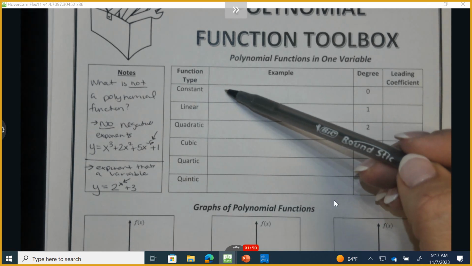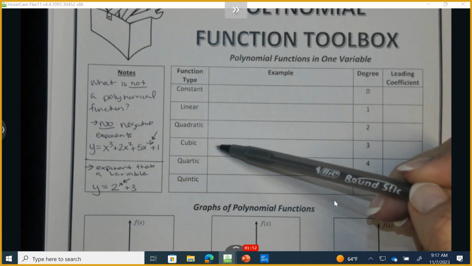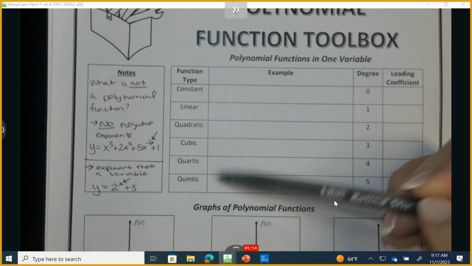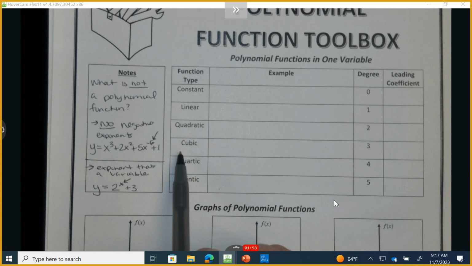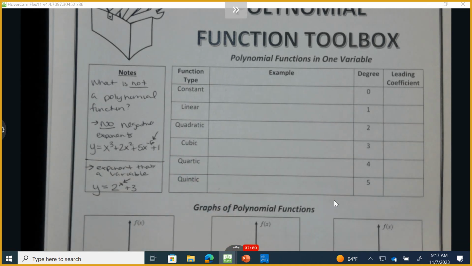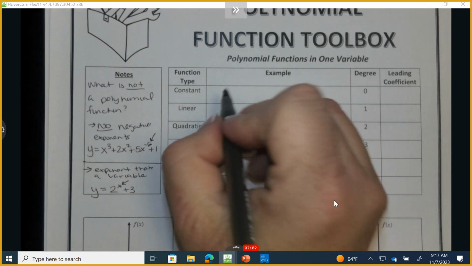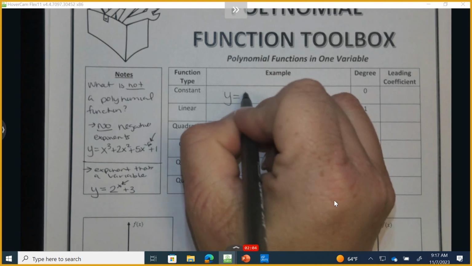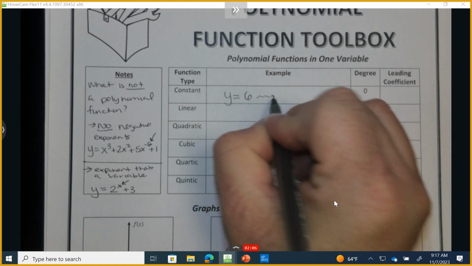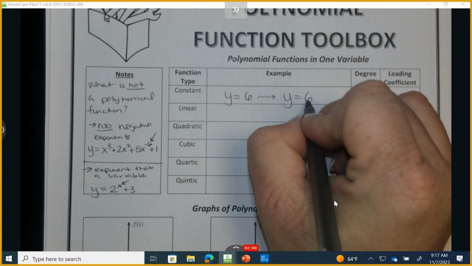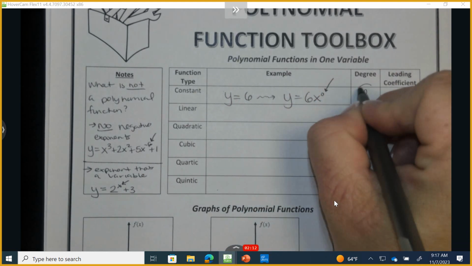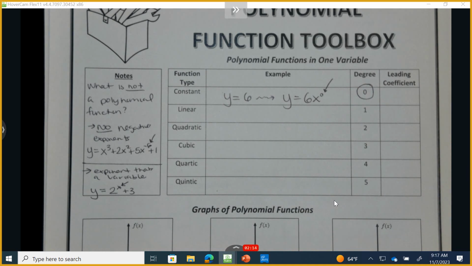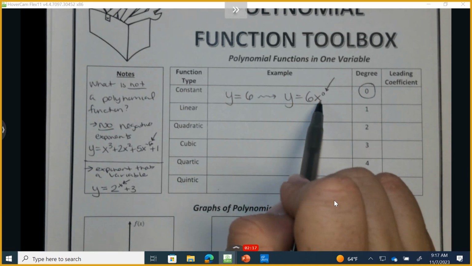In each of these positions, I'm going to provide you with an equation that's an example of these specific types of functions. Y equals 6. If you did not realize it, that's the same as y equals 6x to the 0. Please draw an arrow to the 0 and circle degree. The degree for this equation is 0.